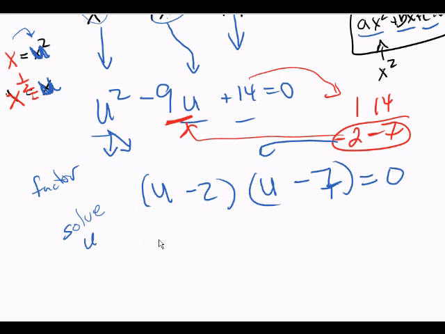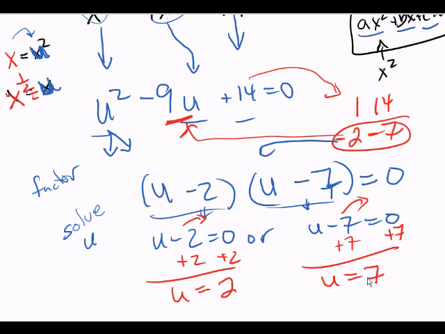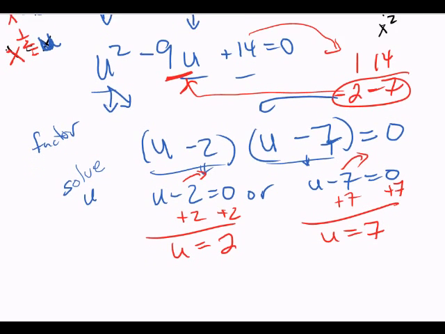We solve for u. And you're going to have a problem very similar to this. Now we're going to solve for u. u minus 2 equals 0, or u minus 7 equals 0. We make them both equal to 0 because two numbers multiplied together and the answer is 0, one of them has to equal 0. I get the minus 2 to the other side by doing the opposite, adding 2, and I have u equals 2. Here I get the 7 to the other side by adding 7, and I have u equals 7.